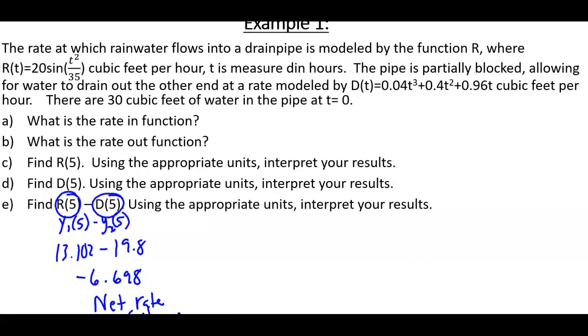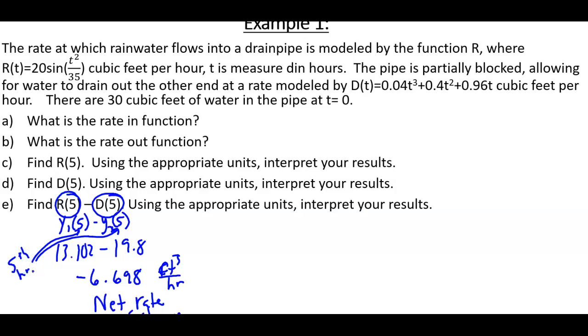So we want to interpret this. Well, if it's a rate of change, then it still has the same units. It's still cubic feet per hour. Those are my units for the output. And as you can see, the input is still 5, so we're still dealing with the fifth hour.